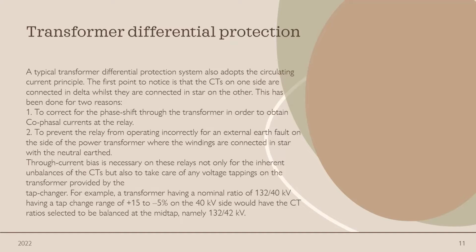True current bias is necessary on these relays not only for the inherent imbalances of the CTs, but also to take care of any voltage tappings on the transformer provided by the tap changer. For example, a transformer having a nominal ratio of 132 over 40 kilovolts, having a tap change range of plus 15 to minus 5% on the 40 kilovolt side, would have the current transformer ratio selected to be balanced at the mid tap, namely 132 over 42 kilovolts.